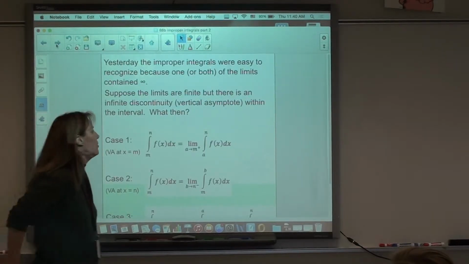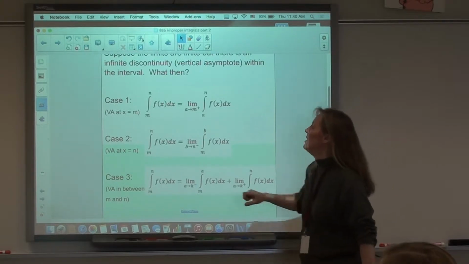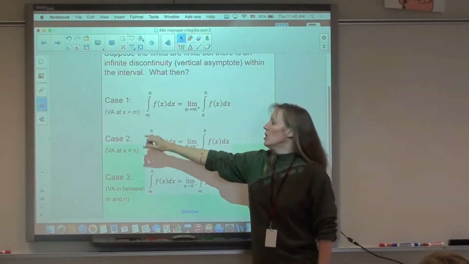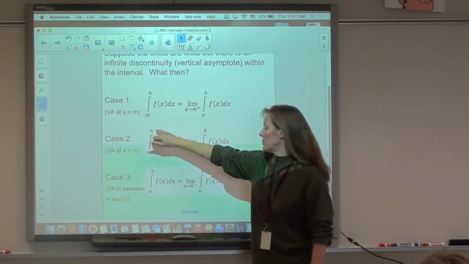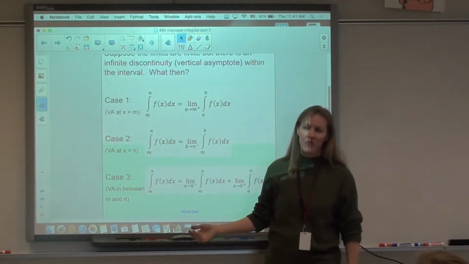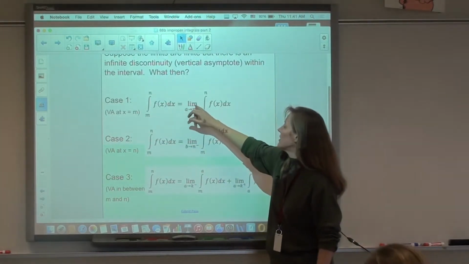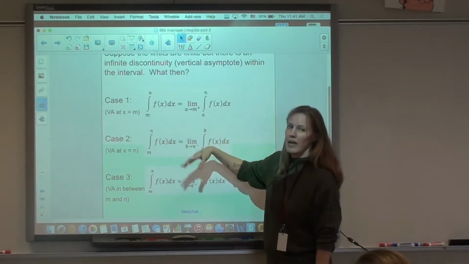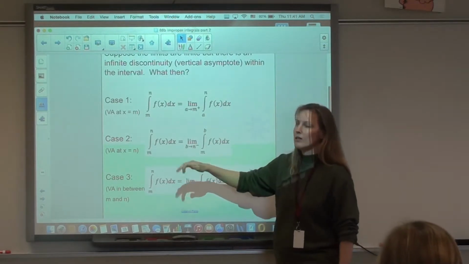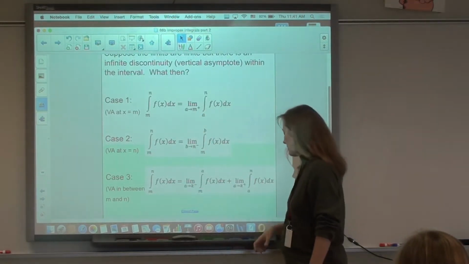All right, so we have three cases of what might happen. You can either have a vertical asymptote at the lower limit, a vertical asymptote at the upper limit, or a vertical asymptote in between the two limits. When you have a vertical asymptote at the lower limit, you want to take the limit as, we're just going to use A for all of this, as A approaches that lower limit from the right. Lower limit, you always approach from the right. Upper limits, you always approach from the left.